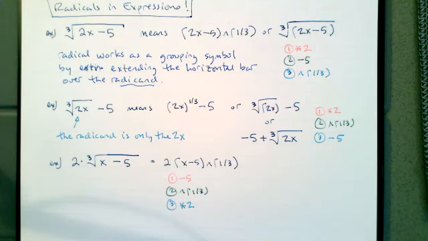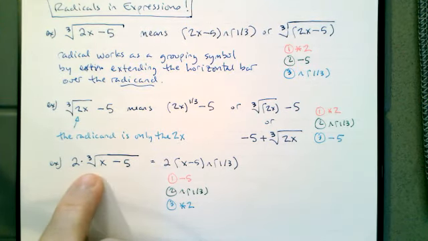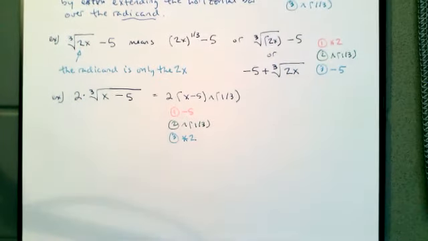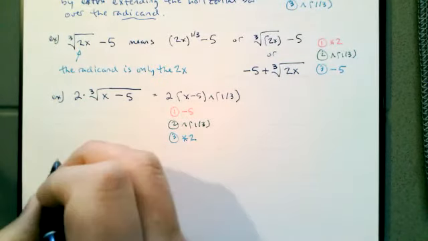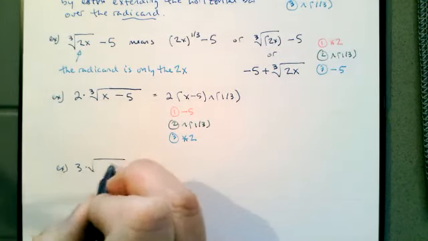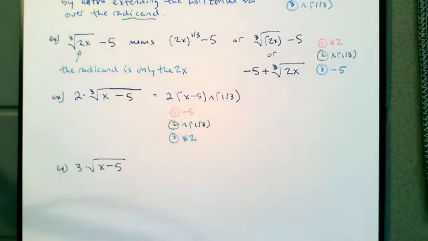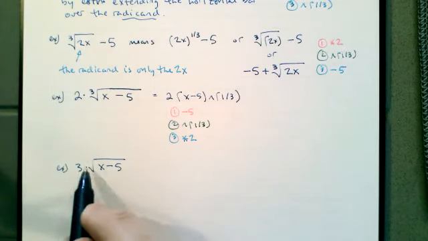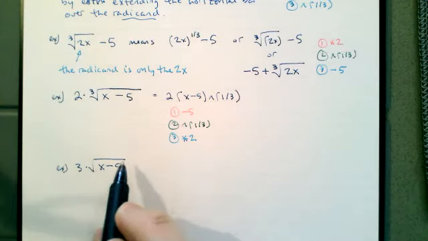This is part of the reason that I'm not really a fan of radical notation, because when we're writing things out, we have to write this 3 kind of small and up. And if I have, for example, 3 times the square root of x minus 5, if we're not careful about how we write this, maybe the 3 gets jammed up into the index and we think it's a cube root of x minus 5.